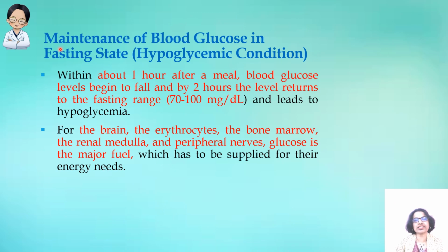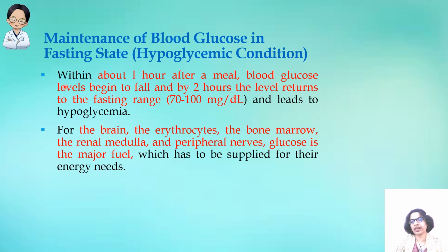Then another condition is maintenance of blood glucose in the fasting state, which is known as the hypoglycemic condition. Within about 1 hour after a meal, blood glucose levels begin to fall. By 2 hours, the level returns to the fasting range. Fasting range is 70 to 100 milligram per deciliter and leads to hypoglycemia.